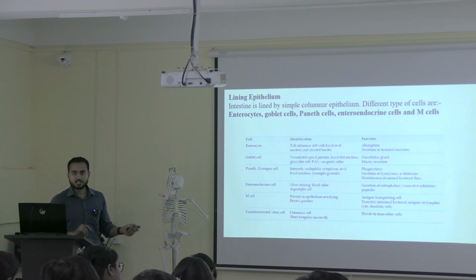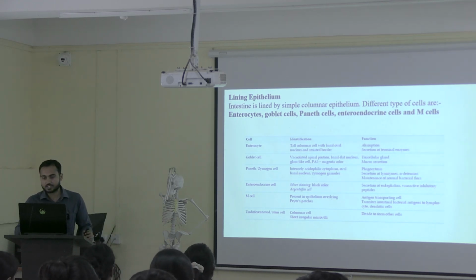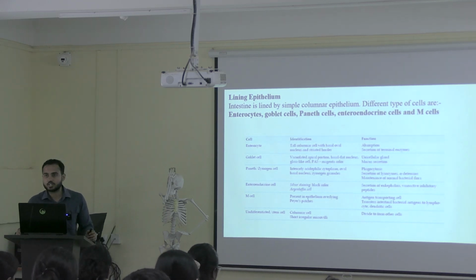And lastly, the stem cells. Already you know the functions of this cell. Several times we have discussed the stem cell. So these are the different types of cells which are present throughout the small intestine.